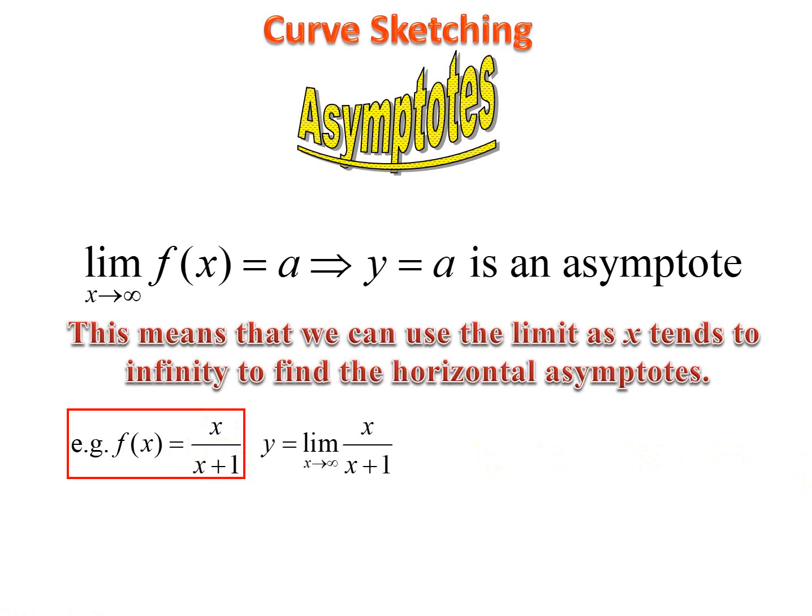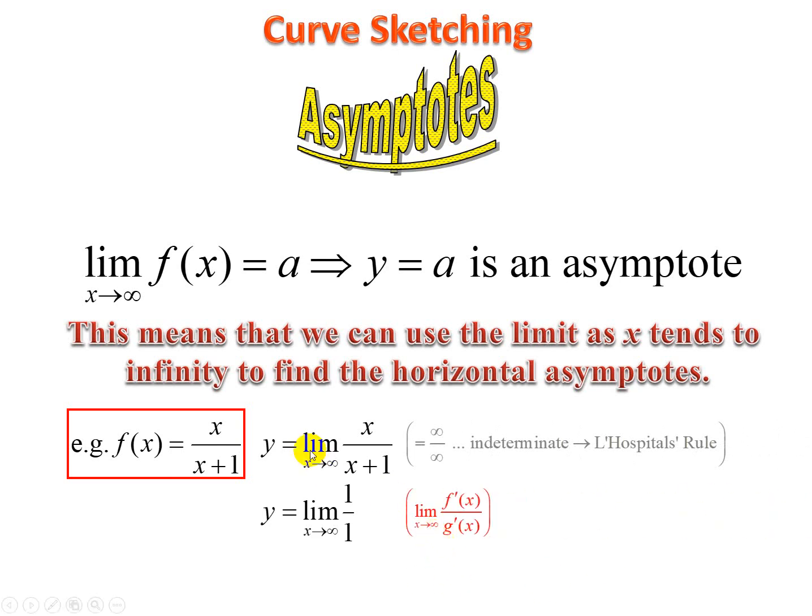Now, if we substitute, we get infinity over infinity. So that is indeterminate, as you'll remember from the indeterminate limits. And when it's indeterminate, infinity over infinity, or naught over naught, you can use L'Hopital's rule. L'Hopital's rule says that the limit as x tends to infinity of f of x over g of x is equal to the limit as x tends to infinity of their derivatives over one another. Very useful.